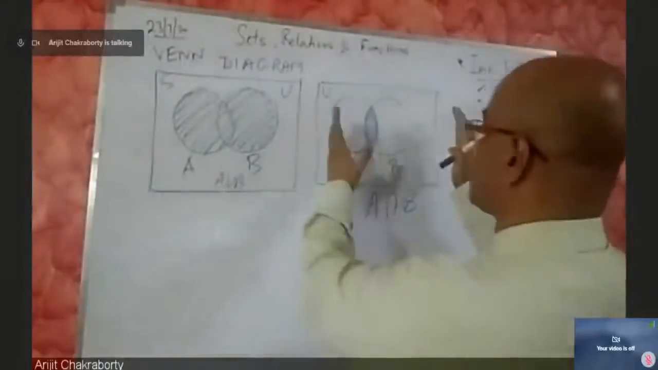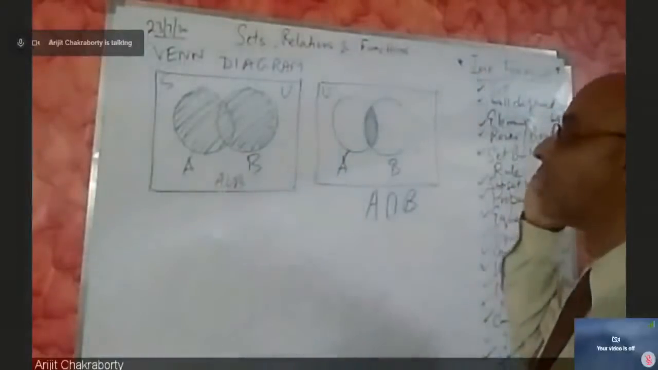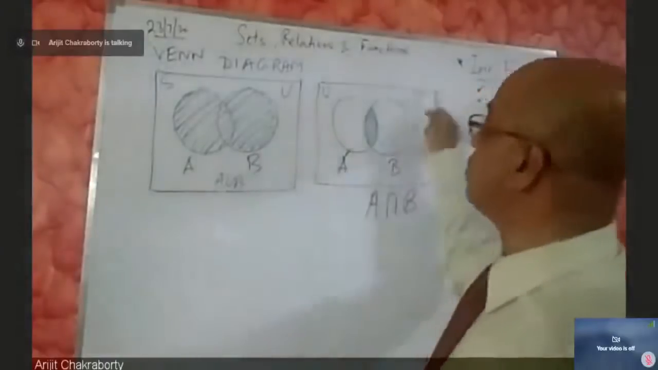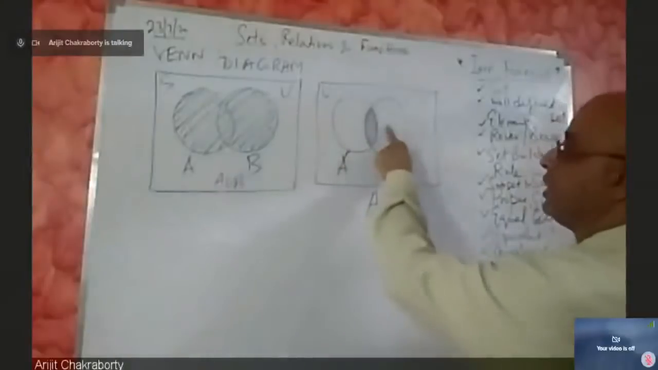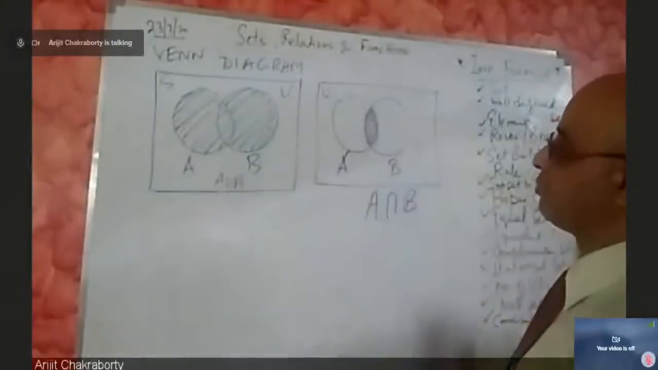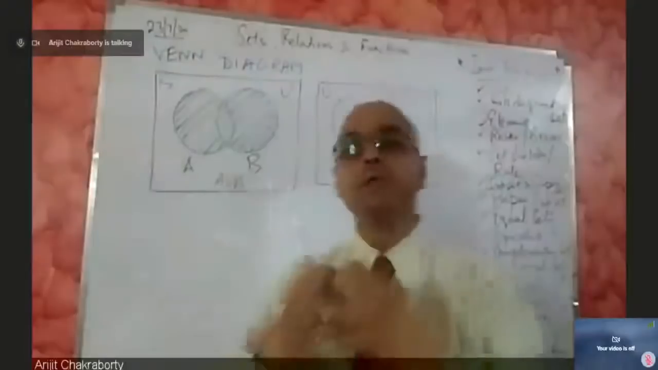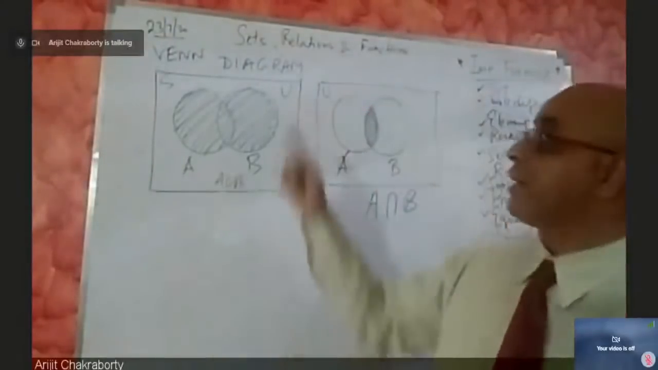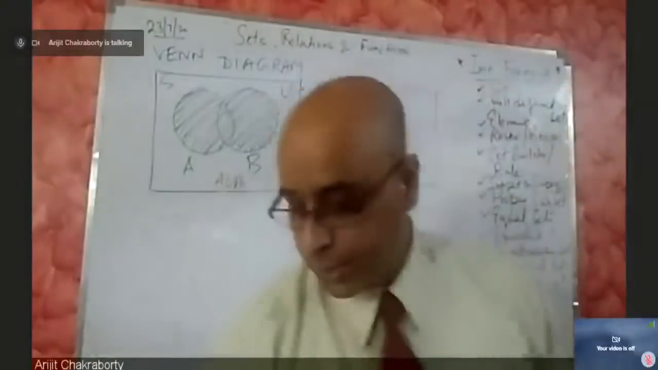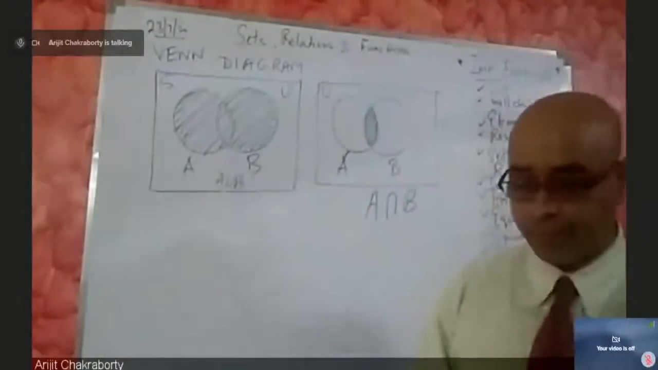If I ask you in this particular area, what is the universal set? The full thing is the universal set. Set A is here, set B is here, this is A intersection B, and this is A union B. Addition of two sets. Right? This is called Venn diagram. So union we have done, intersection we have done.